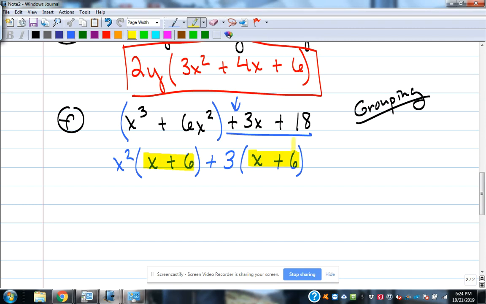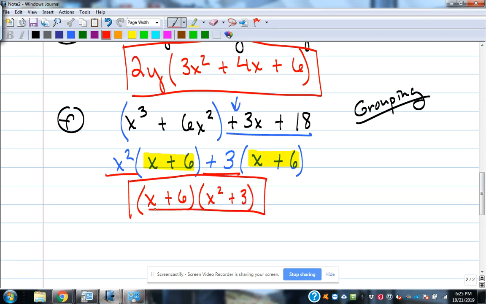What do we notice about those two sets of parentheses? They're both x plus 6's. They match. For things to be working correctly, they should match. If they don't match, things aren't working right. So that allows us to factor this piece further because they both have an x plus 6 in common. One factor is x plus 6. The other factor is this other stuff, x squared plus 3. And we factored by grouping.